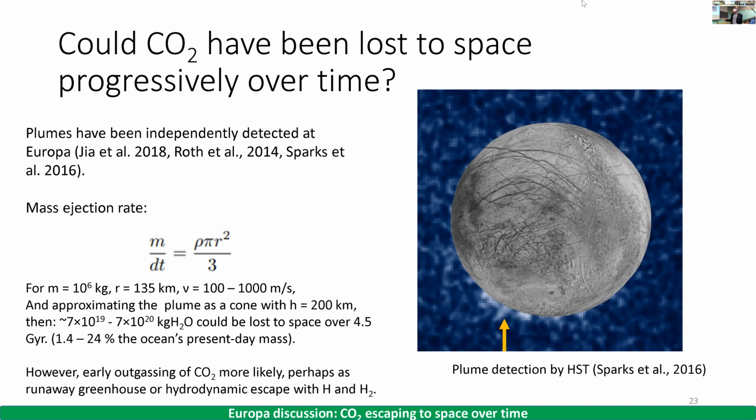So perhaps early outgassing of carbon dioxide could have led to a runaway greenhouse, and maybe there could have been more hydrodynamic escape of hydrogen early on. So essentially, you have to lose a lot more volatiles early on in Europa's history.